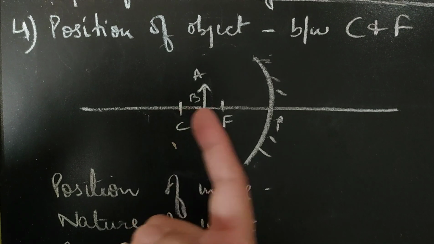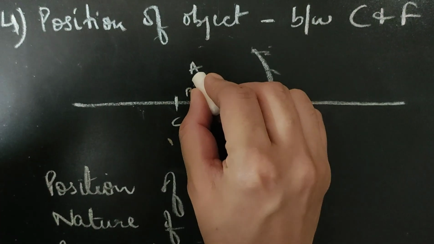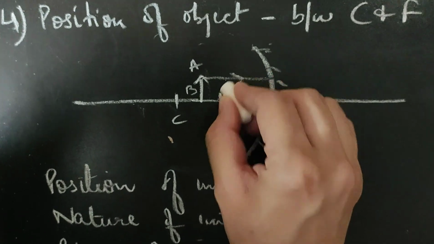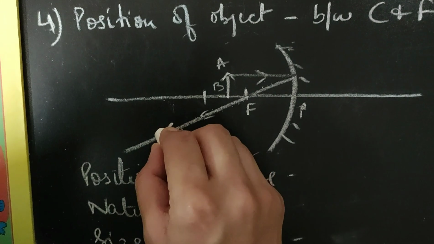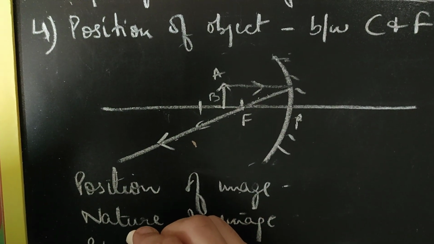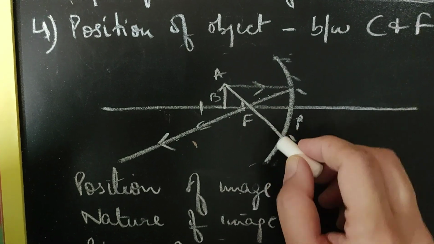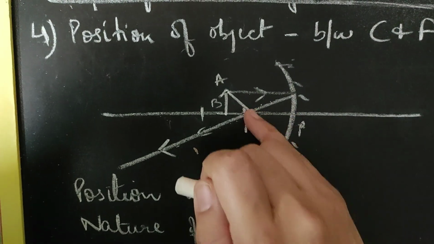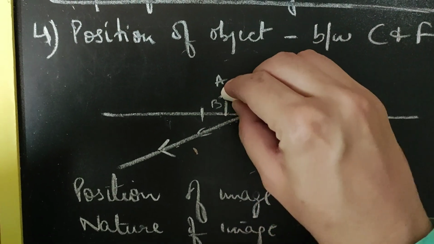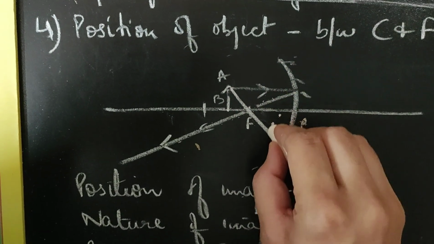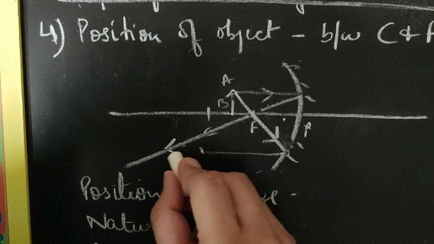Now again the same pattern. We take two rays starting from A. One which is going parallel to the principal axis. After reflection it passes through the focus. The second ray, let us assume the one which is passing through the focus. Let me redraw the ray. The one which passes through the focus will become parallel to the principal axis after reflection.